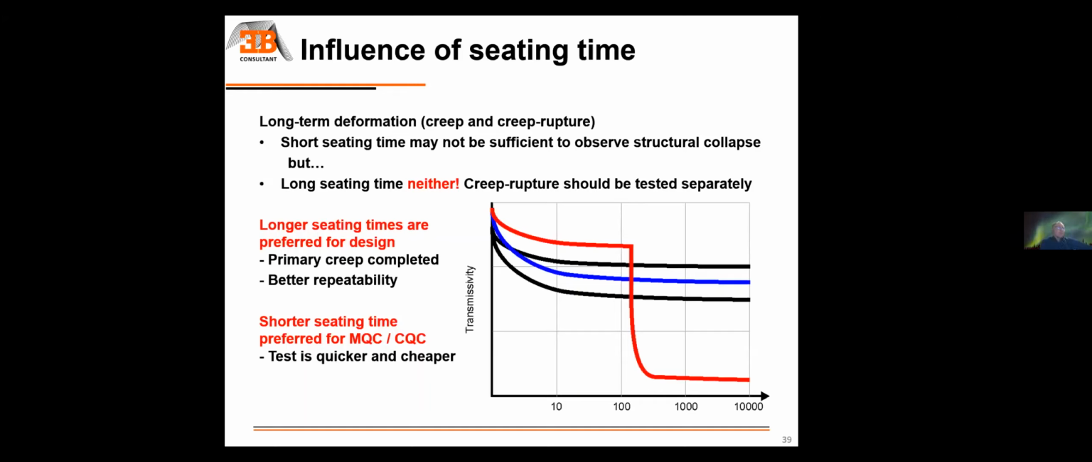So that is a relatively controversial topic between the European approach and the North American approach, because in Europe, the seating time is 6 minutes only. And in North America, I don't think anybody tests below 15 minutes. And for design, it's going to be 100 hours as the baseline, and some people go down to 24 hours or 1 hour. Well, it depends. But the typical numbers are much, much longer with respect to the seating time.